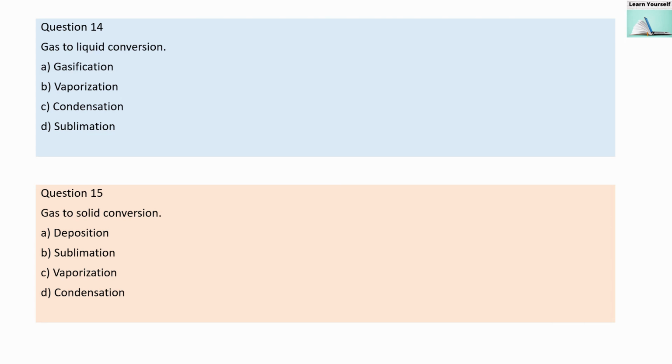Question number 14, gas to liquid conversion. So when gaseous matter converts into liquid, it is known as condensation. Question number 15, gas to solid conversion. So when gaseous matter converts directly into solid by skipping the step of changing to liquid, they are not changing to liquid but directly converting it to solid. So that is known as deposition.